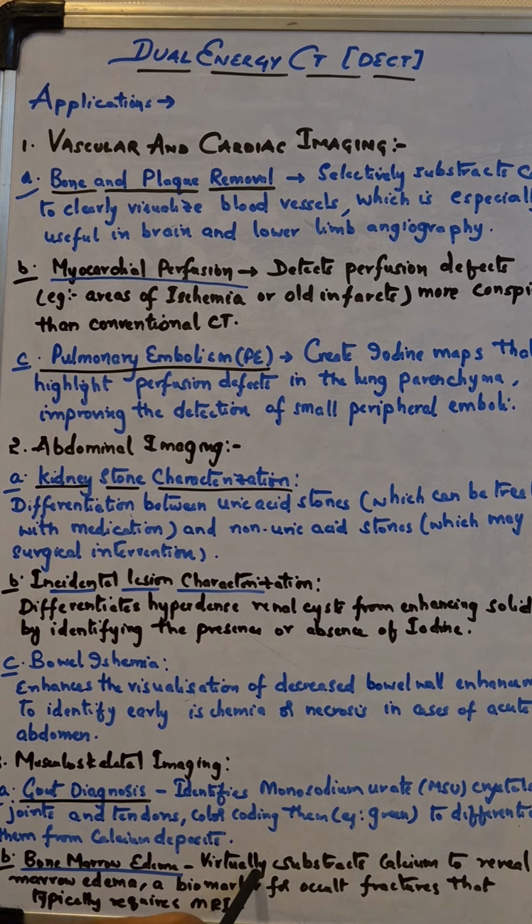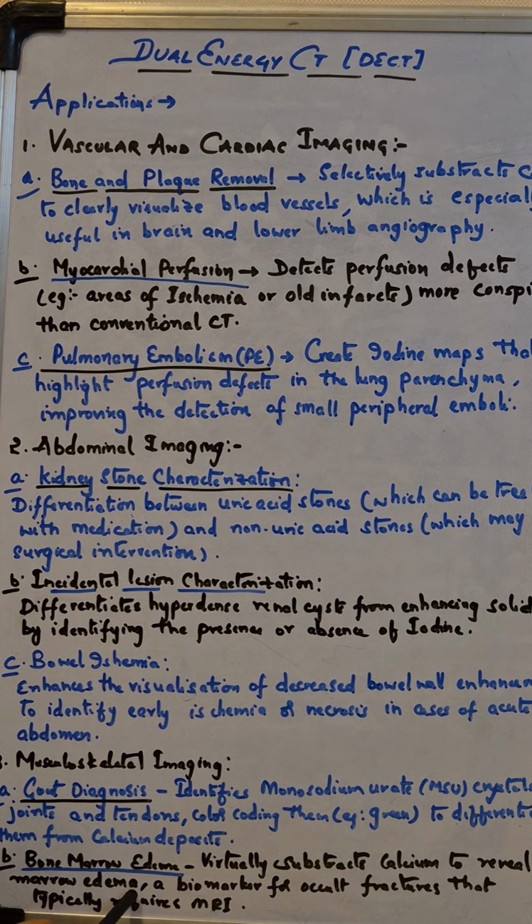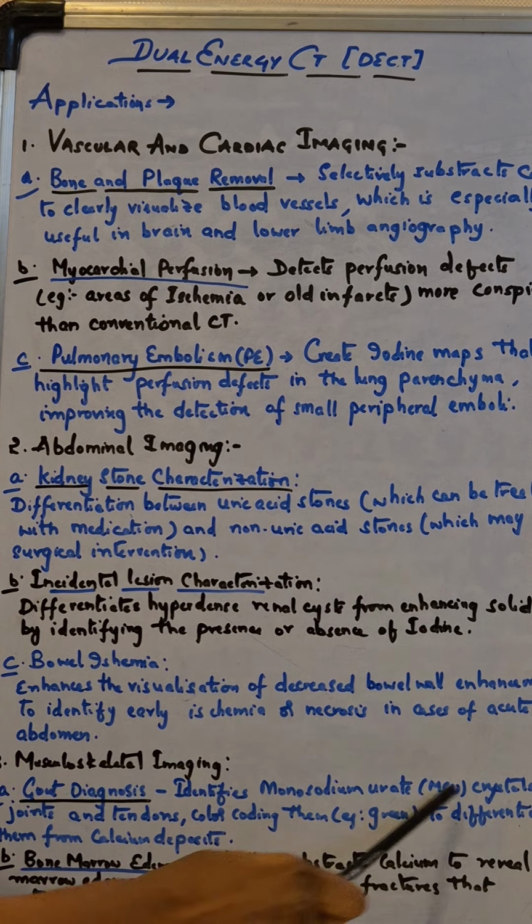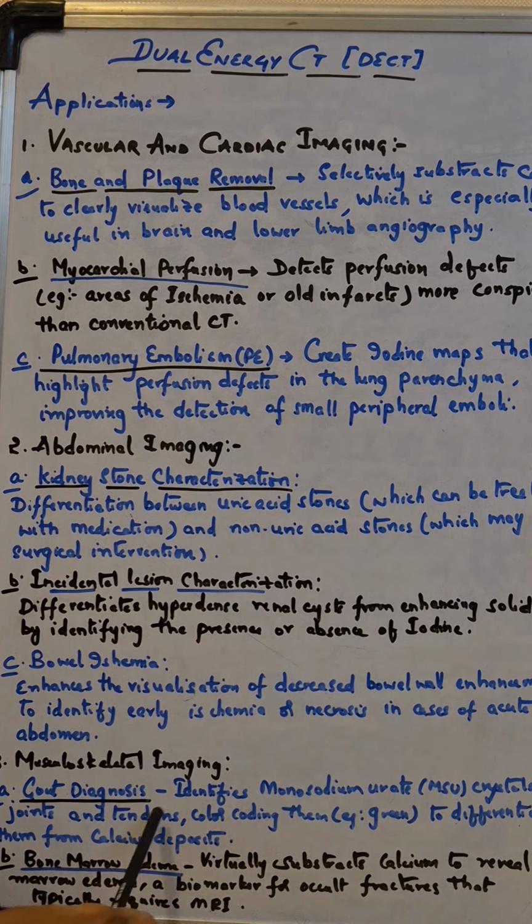Bone marrow edema, virtually it subtracts calcium to reveal the marrow edema, a biomarker for occult fractures that typically requires MRI. So in musculoskeletal gout diagnosis, specially identified monosodium urate crystals. So it color codes them.